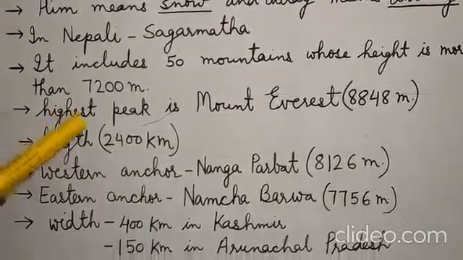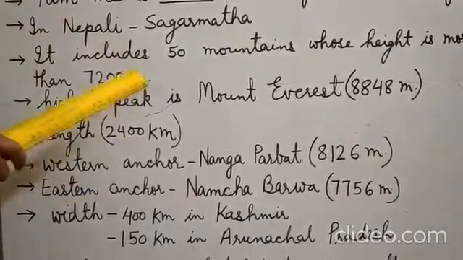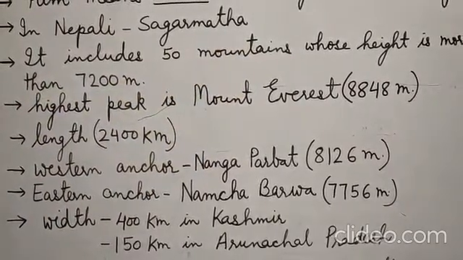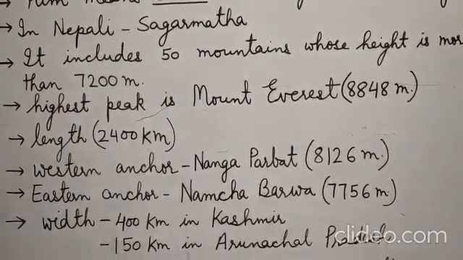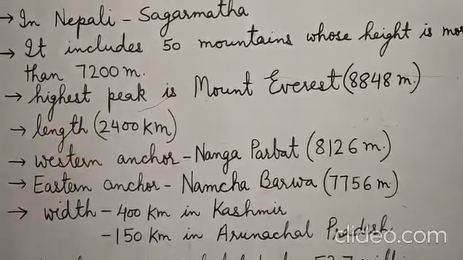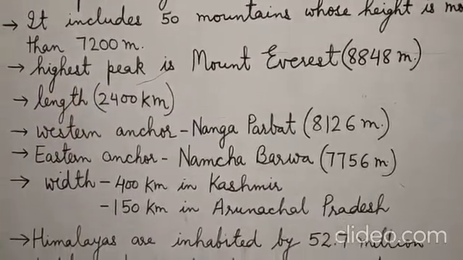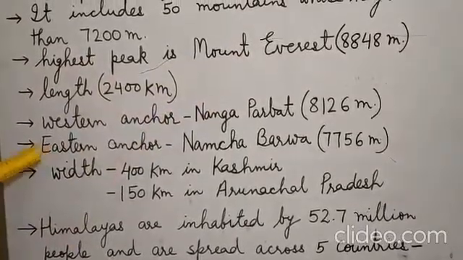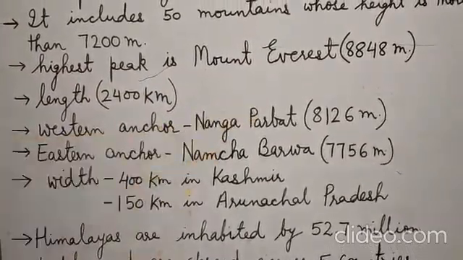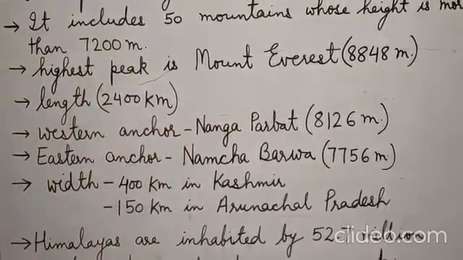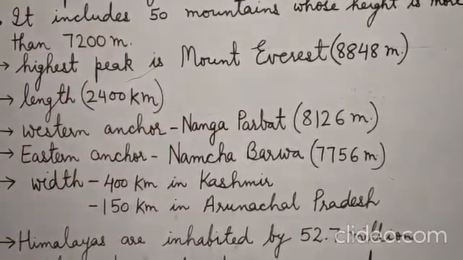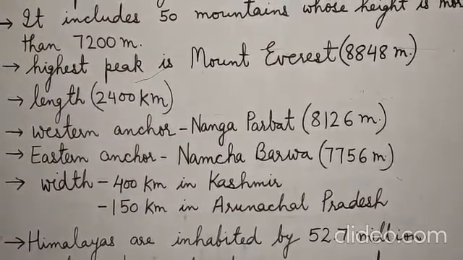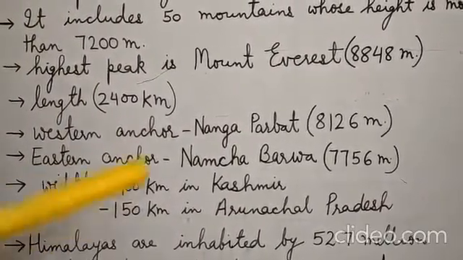The highest peak of the world is there in Himalaya, Mount Everest, 8848 meter high it is, and the length of Himalaya from west to east is 2,400 kilometer. The western anchor I said already, Nanga Parbat, 8126 meter, and the eastern anchor, that is Namcha Barwa. This is the peak where the river Brahmaputra, the Yarlung Tsangpo, takes a turn, makes a gorge, and then enters India, in the state of Arunachal Pradesh.